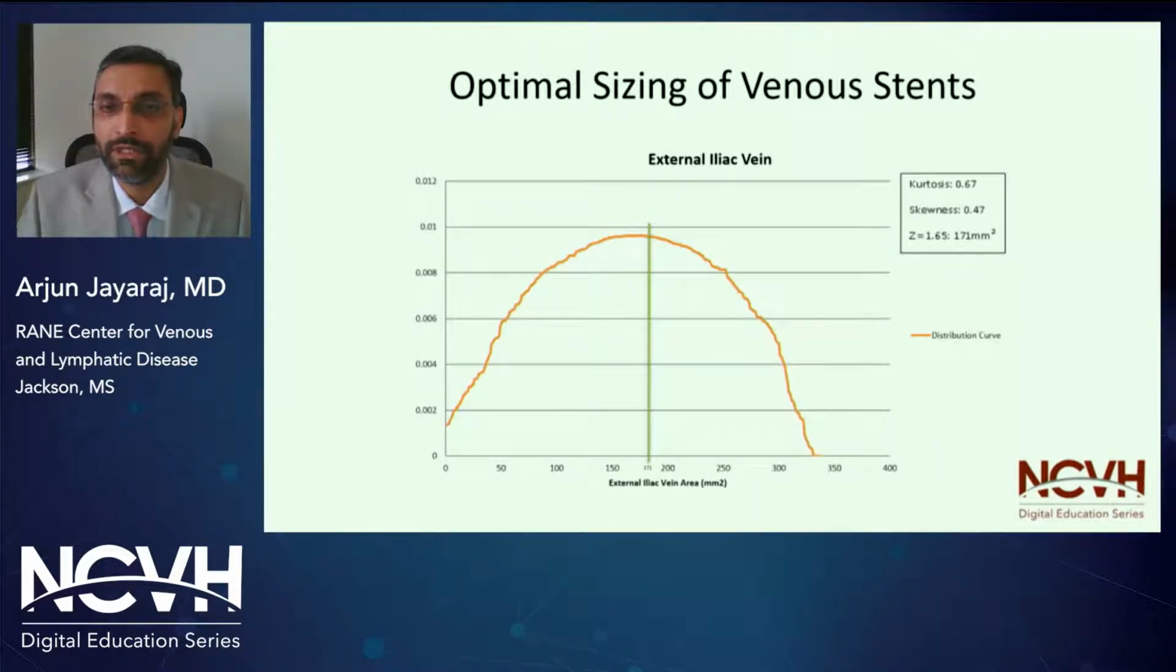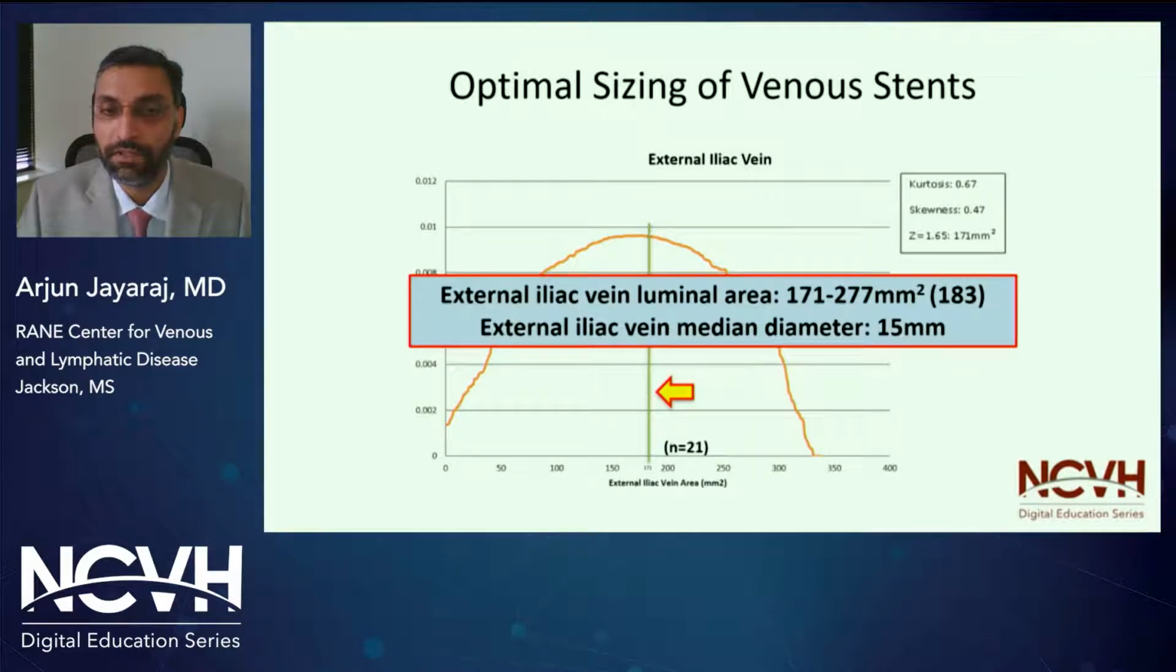When we plotted the same for the external iliac vein, we got a normal distribution here as well. Here, the z-score of 1.65 corresponded to 171 millimeters squared, and there were 21 limbs that had this particular luminal area. Correspondingly, the range went from 171 to 277 millimeters squared with a median of 183, and the median diameter corresponded to 15 millimeters. So these are the normal luminal diameter and areas for the common and external iliac veins using this particular technique.